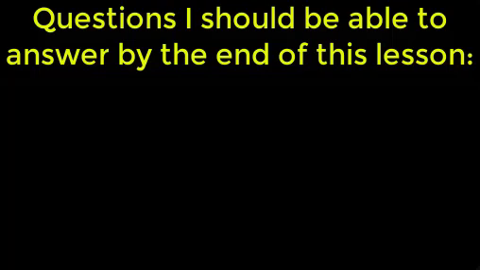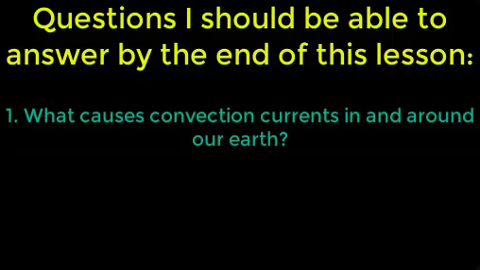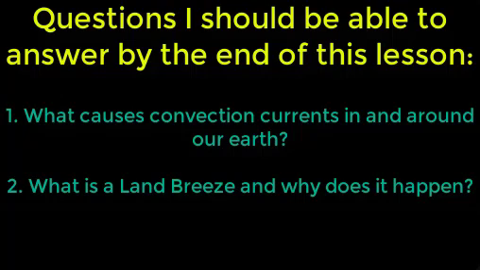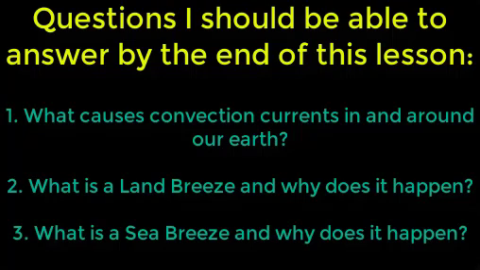Questions you should be able to answer by the end of this lesson. Number 1, what causes convection currents in and around our Earth? Number 2, what is a land breeze and why does it happen? And number 3, what is a sea breeze and why does it happen?